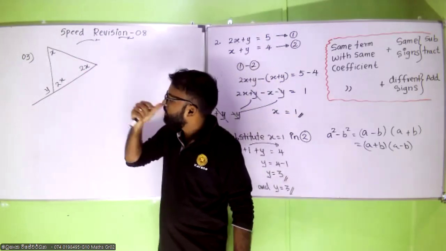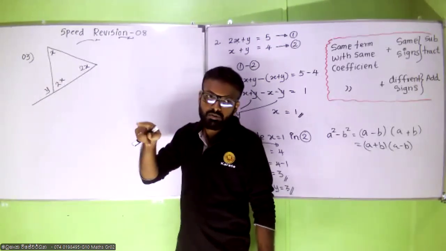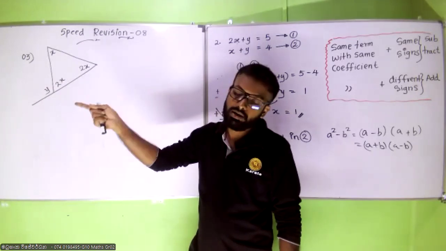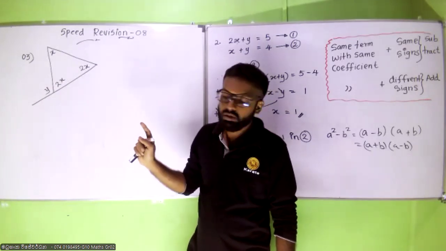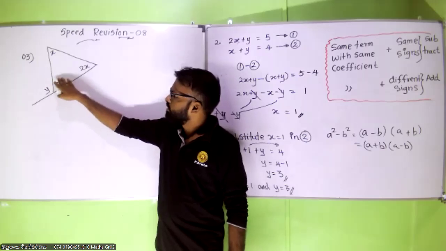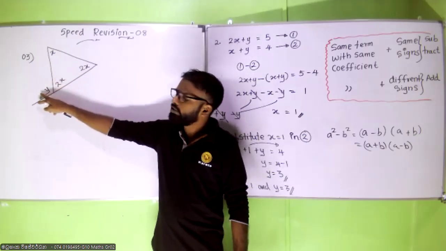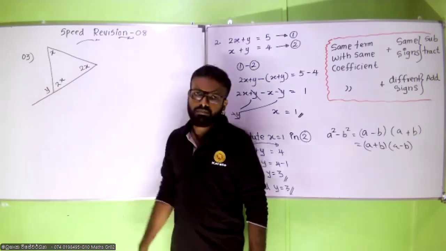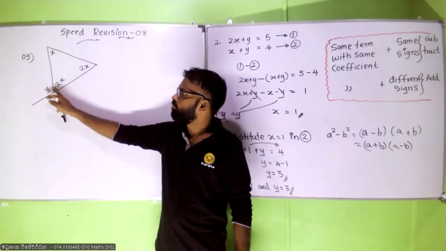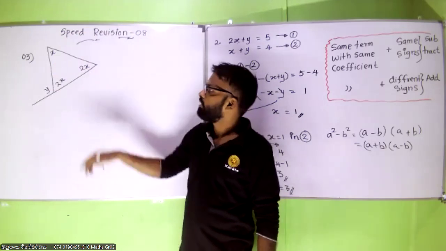Inside the triangle there are three angles, so the summation of three angles is equal to 180 degrees. And if you do not use this 2x, how are you going to find y in another method?